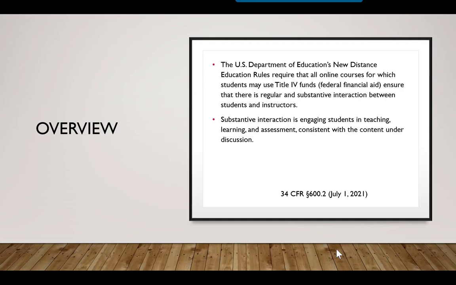The U.S. Department of Education's new distance education rules require that all online courses for which students may use Title IV funds or federal financial aid ensure that there is regular and substantive interaction between students and instructors. This is to ensure that our online courses are not simply correspondence or auto-generated courses, but that there is interaction between the instructor and the students. Substantive interaction is engaging students in teaching, learning, and assessment consistent with the content under discussion.